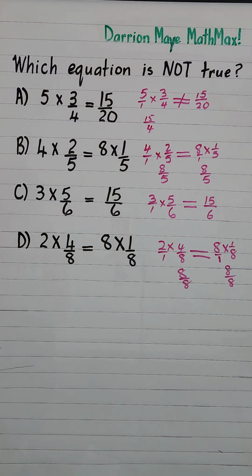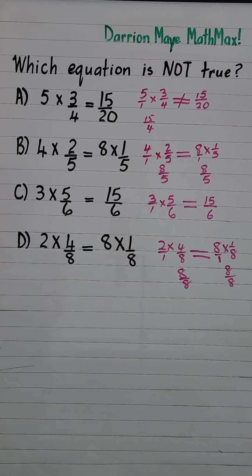Next, 3 over 1 times 5 over 6, and that is 15 over 6, and therefore 3 times 5/6 is equal to 15 over 6. Next, 2 over 1 times 4 over 8: 2 times 4 is 8 over 8, and 8 over 1 times 1, 8, 8 times 8, 8, and 1 times 8 is 8.